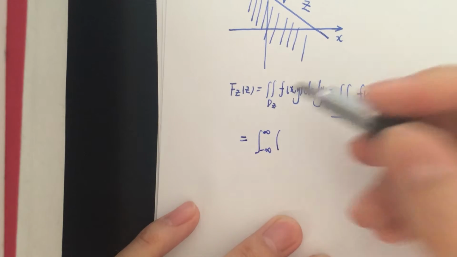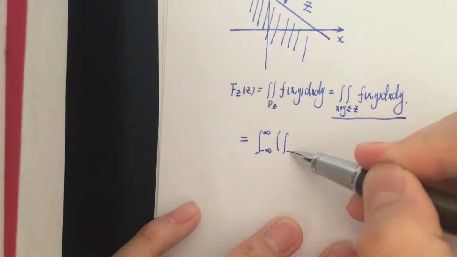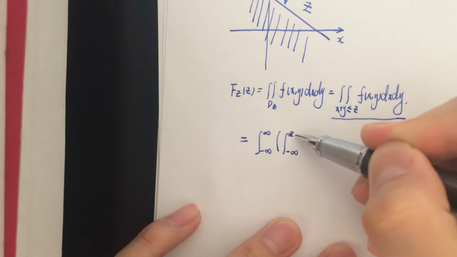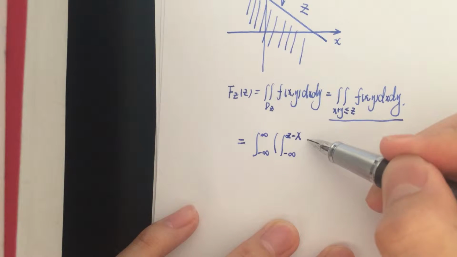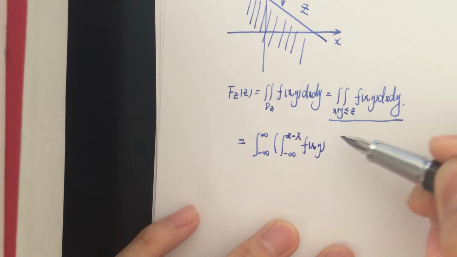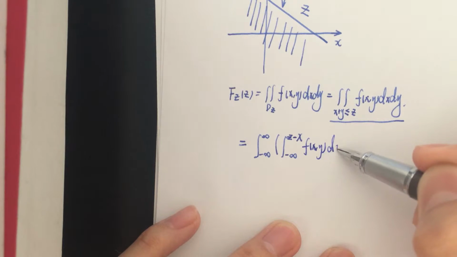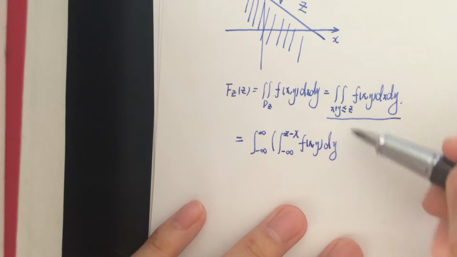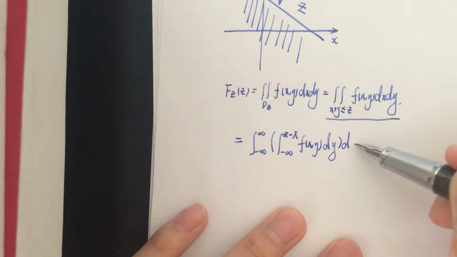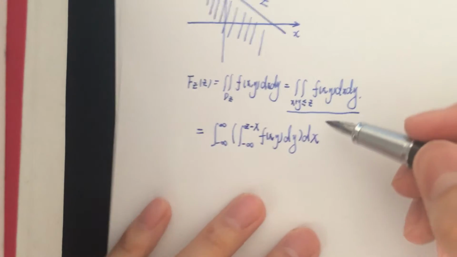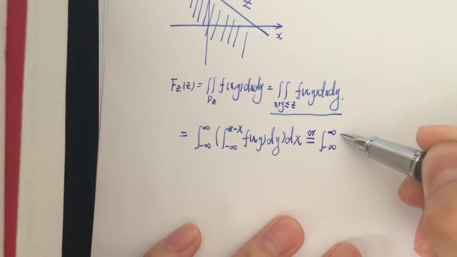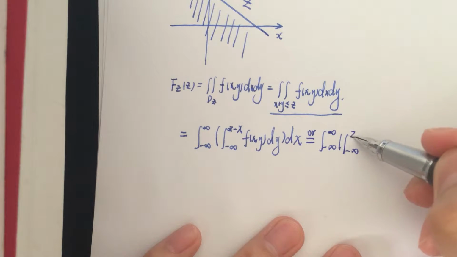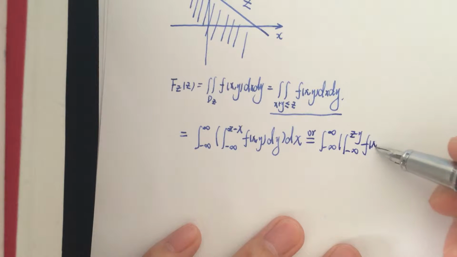first minus infinity to infinity, and then minus infinity to z minus x, just transferred from this one, of f(x,y) dy dx, and this will also equal minus infinity to infinity, minus infinity to z minus y, f(x,y) dx dy.